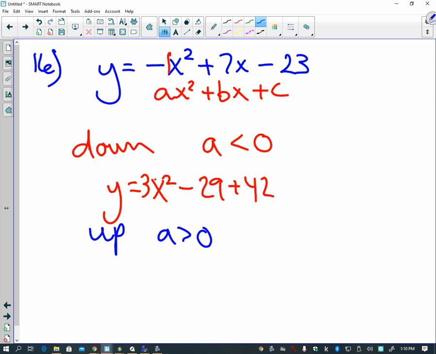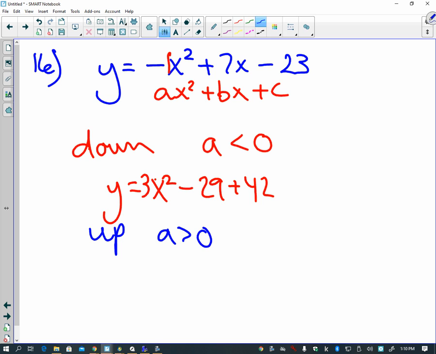All right, and you guys know what I'm referring to whenever I say a, right? The coefficient of x squared is a. And that's what they're going to talk about in your explanations. Okay? So it's going to open upward.